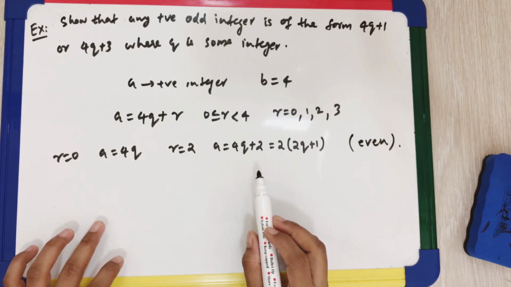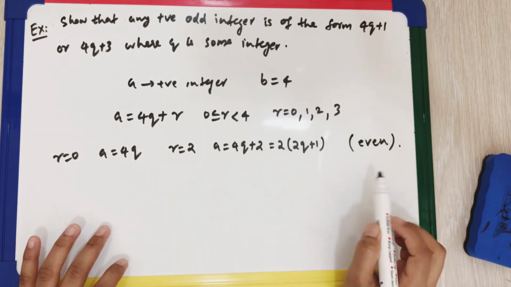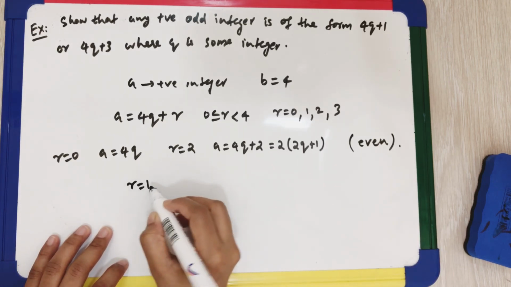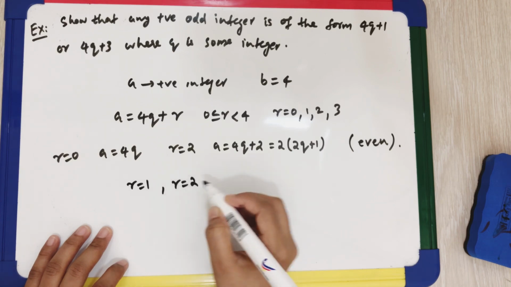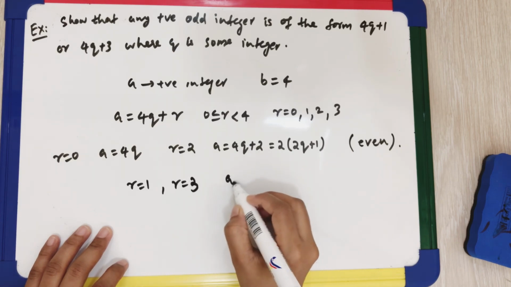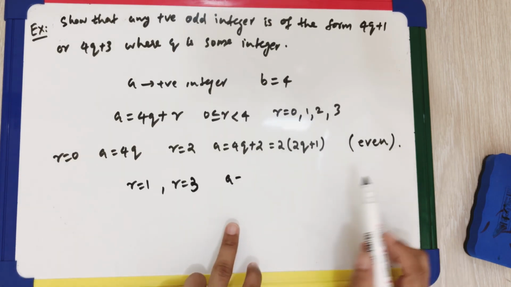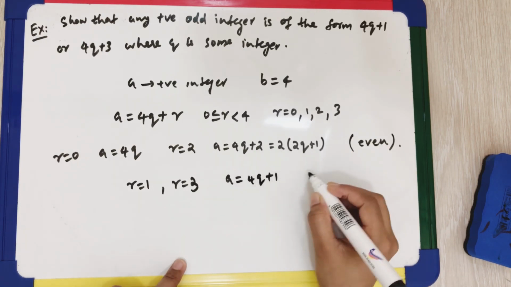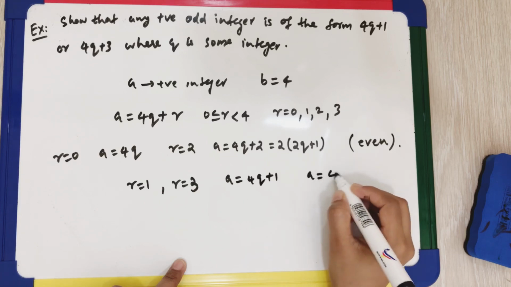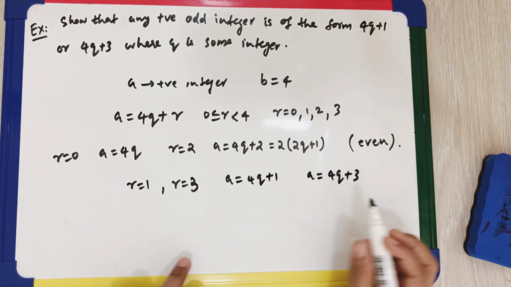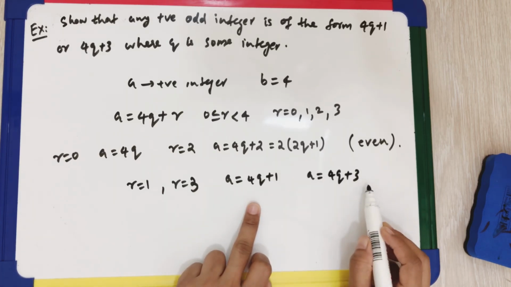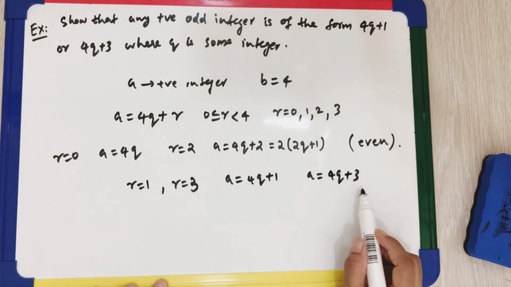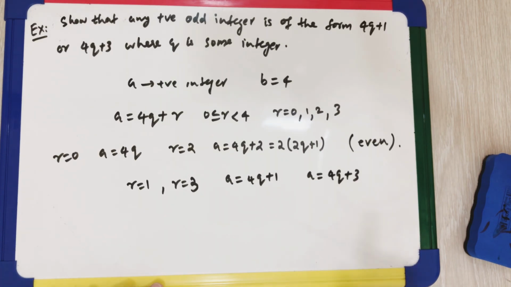Since any positive integer is either even or odd, when r equal to 1 and r equal to 3, a is an odd integer. That is, a equal to 4q plus 1 and a equal to 4q plus 3 are not divisible by 2. Therefore, these are not even, hence it's an odd integer.